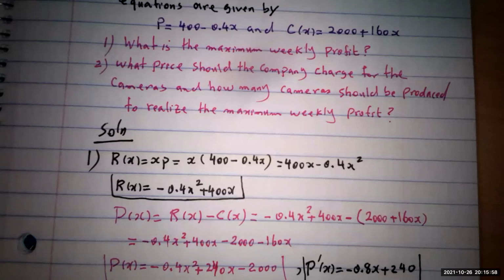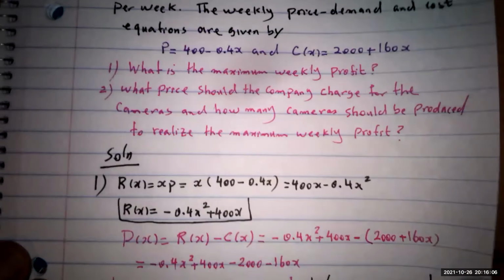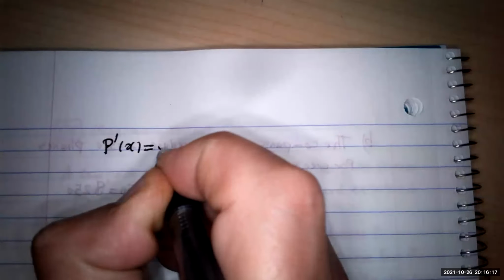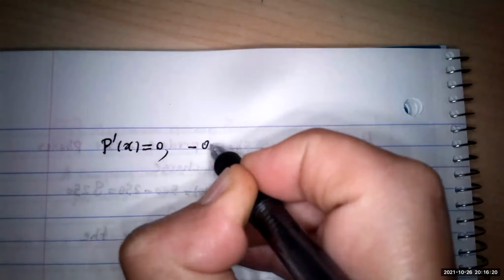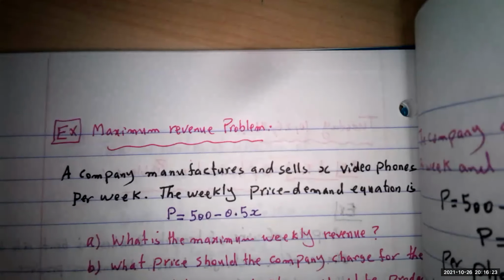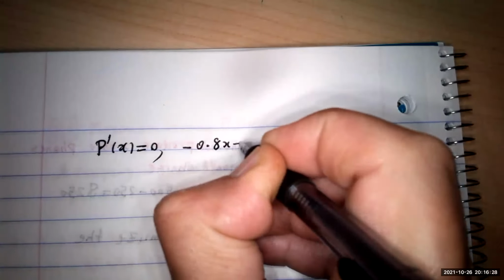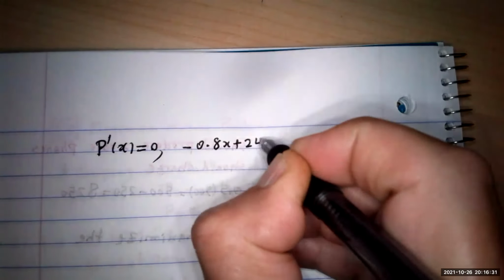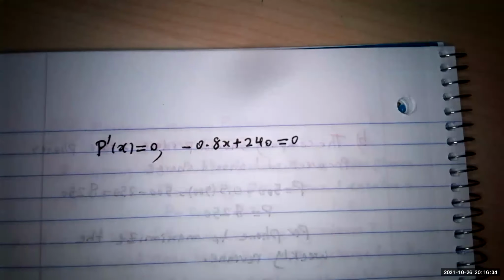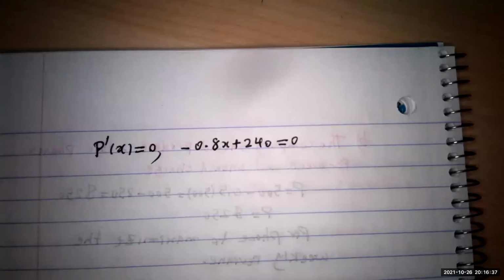I let P prime equal to 0 to find the critical number. Then I test that. If it's going to be the maximum, then I can go on. So let's go to the other page. What we are going to do is let P prime of x be equal to 0. The P prime of x was negative 0.8x plus 240, which is equal to 0.